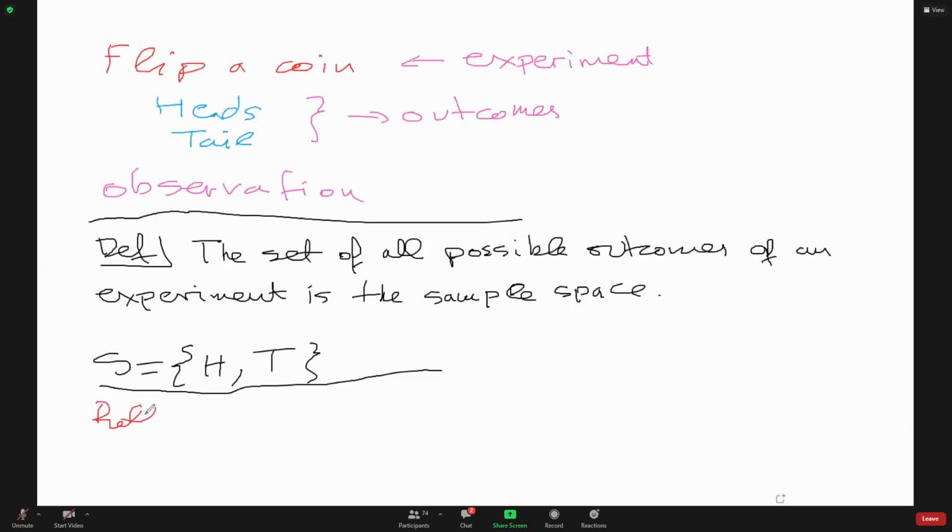Roll the dice. So what is the sample space here? What are the possible outcomes? 1 to 6. Exactly.